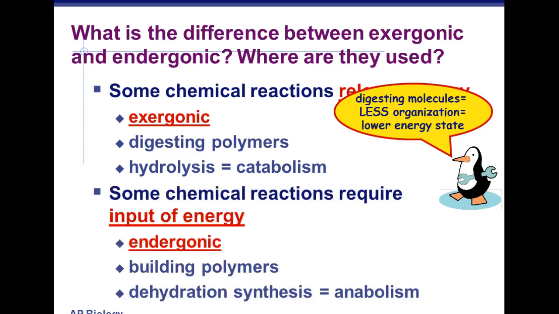Now also write in your notes that these are endergonic reactions, not exergonic. Energy is required in order to make them happen. Examples include anabolic reactions that build or synthesize, like dehydration synthesis. So these would be anabolic, or anabolism, type reactions.